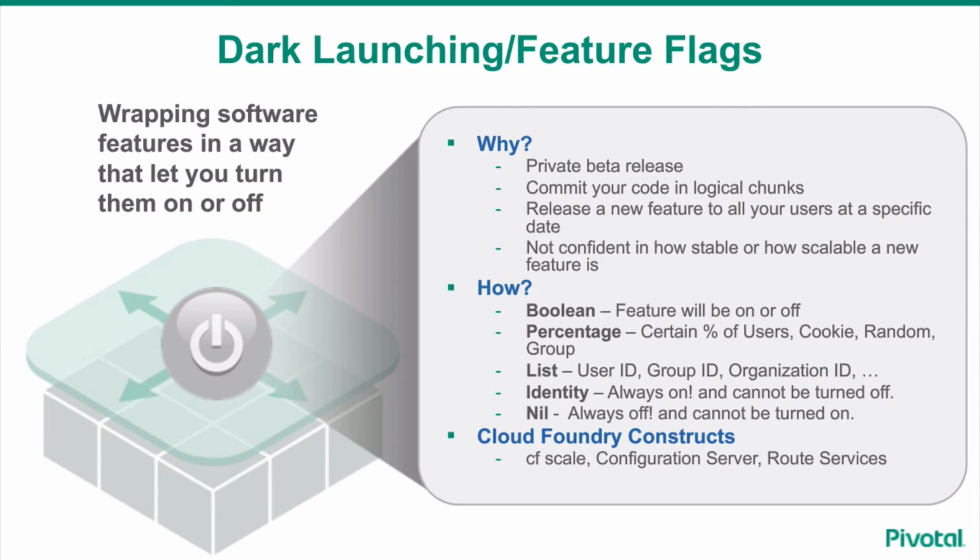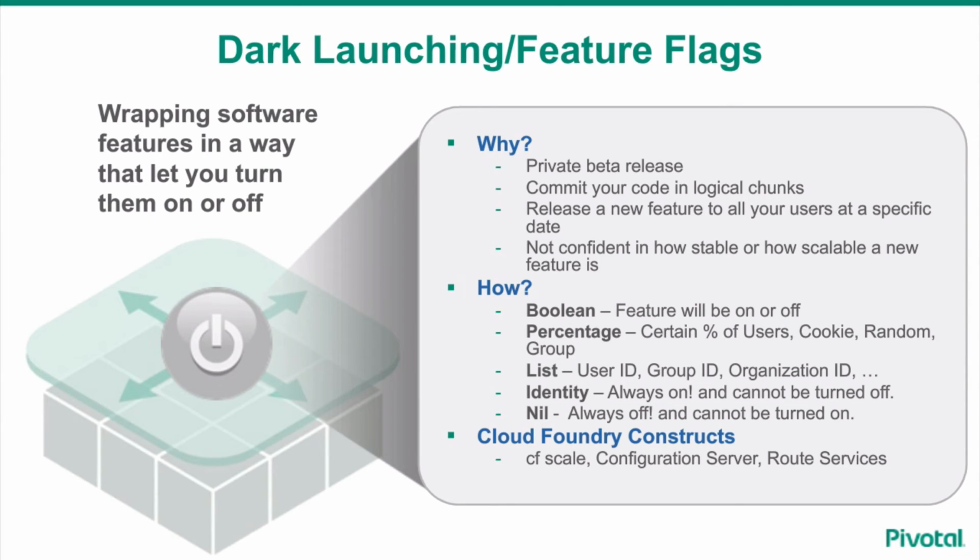It has constructs such as CF scale. CF scale allows you to scale the number of instances of an application. Cloud Foundry also allows you to map the same route across 2 or 3 different applications. This allows you to control the amount of traffic and load going to a certain version of the application.